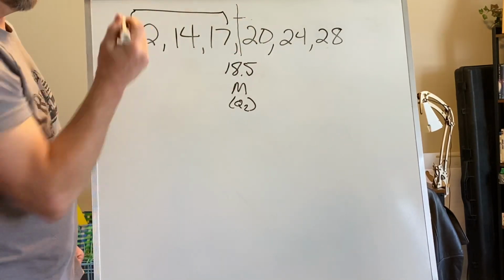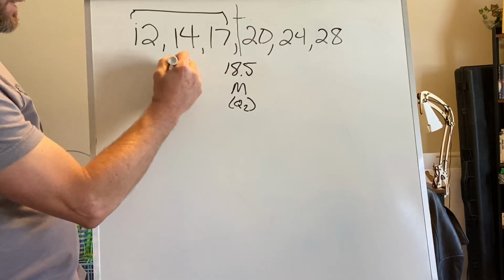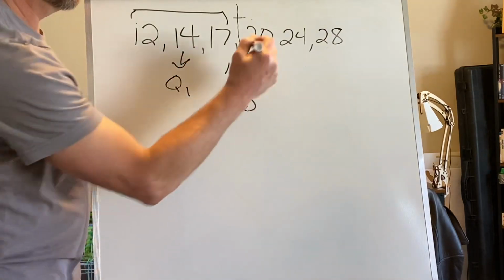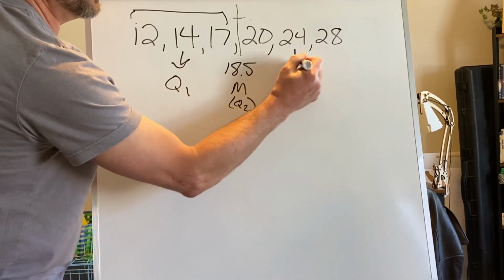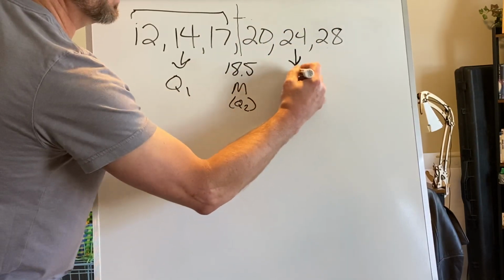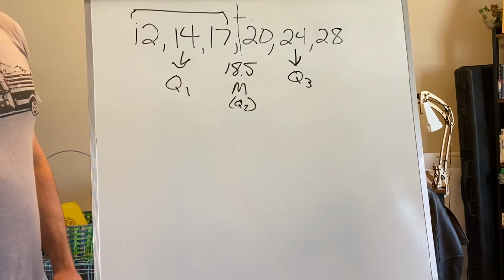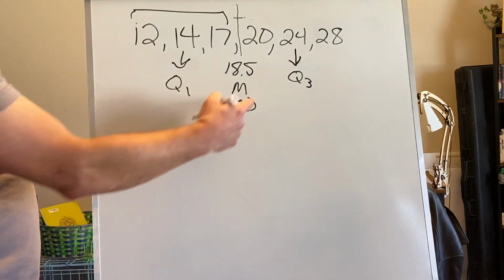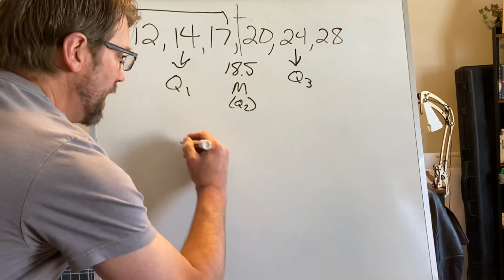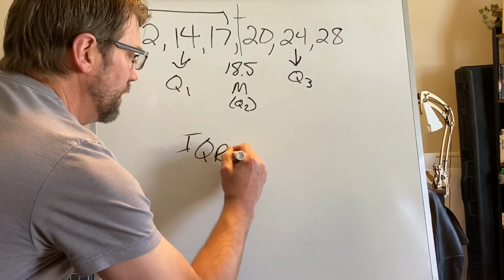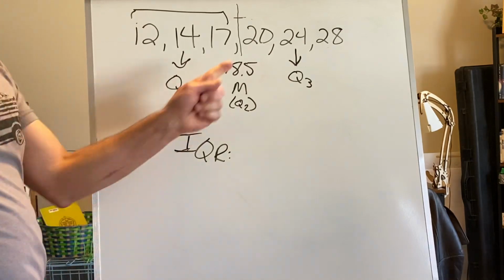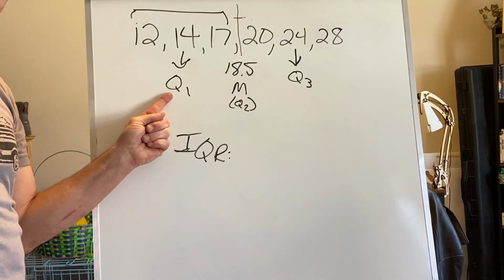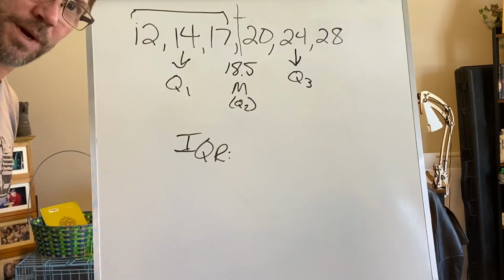First half are these three numbers. 14 is the middle, so that is quartile 1. For these three numbers, the median is 24, so that's quartile 3. And wouldn't you know it, in this case, the only thing that changed was our median, but our interquartile range is still quartile 3 minus quartile 1, which are the exact same in this situation.